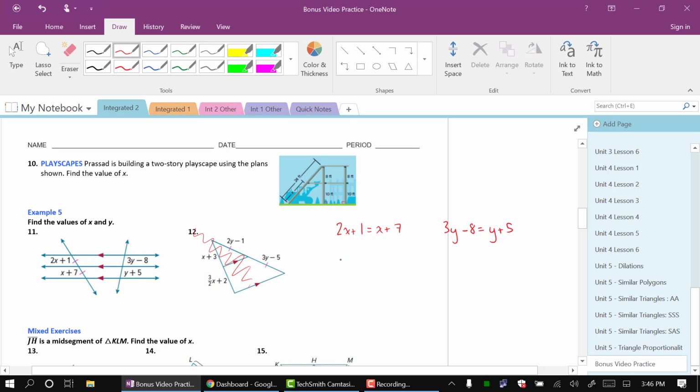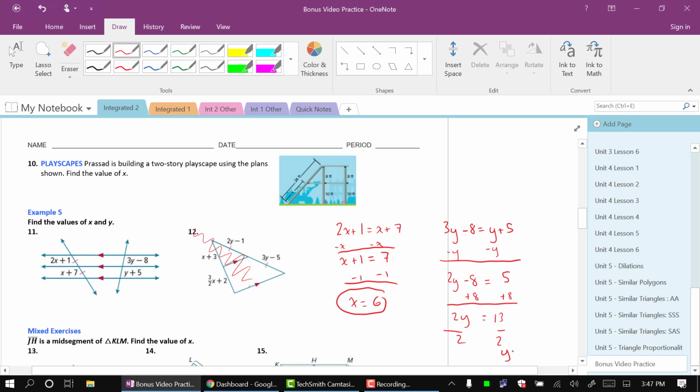So subtract x from both sides. That gives me x plus 1 equals 7. Minus 1, I get x equals 6. So we got x equals 6. For the other one we're solving for, I'm going to subtract y from both sides. That gives me 2y minus 8 equals 5. Now I want to undo this, so add 8 to both sides. That gives me 2y equals 13. Divide by 2. Y equals 6.5.